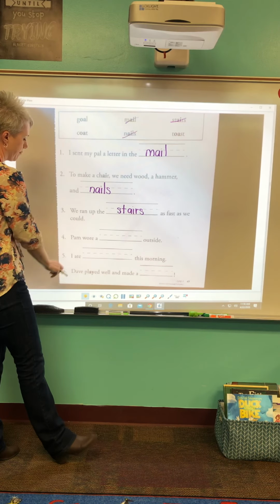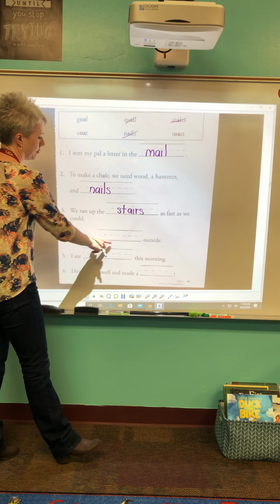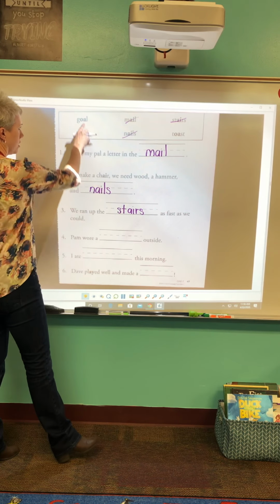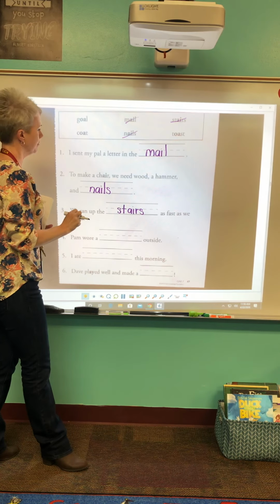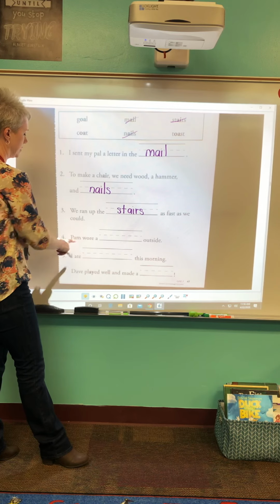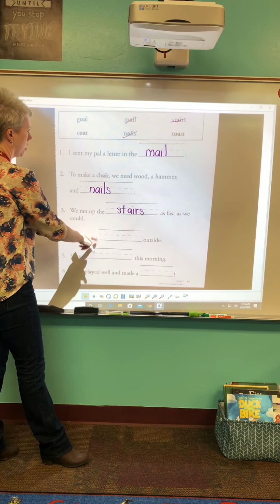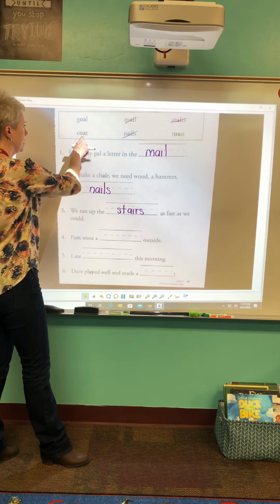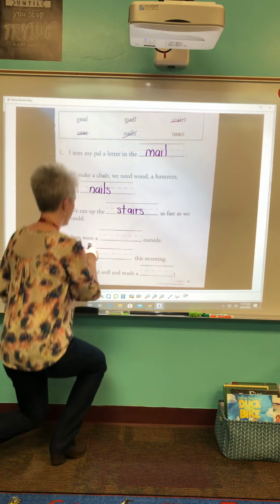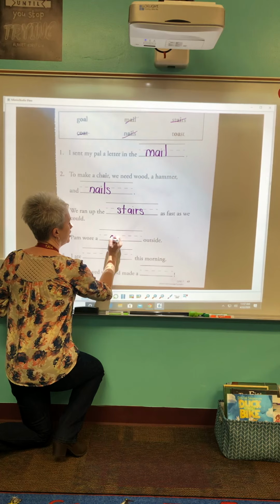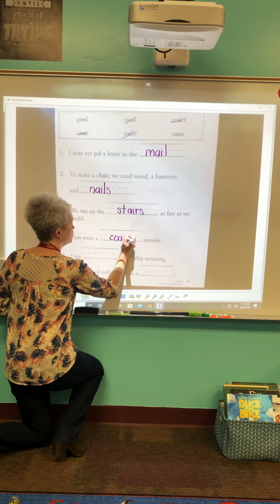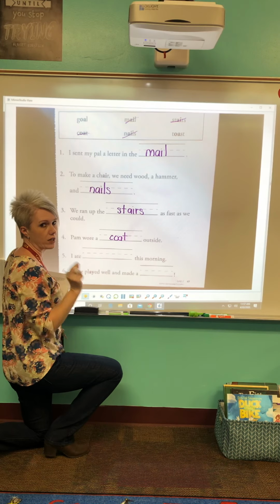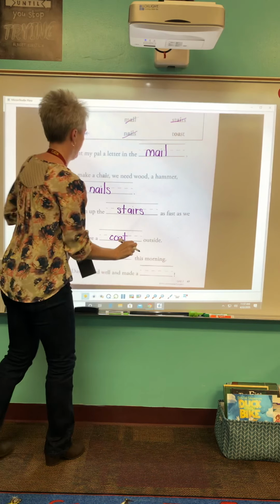Number 4, Pam wore a blank outside. Pam wore a goal outside? No, that doesn't make sense. Pam wore a coat outside? That makes sense. Coat. Pam wore a coat. Remember, when we see the OA together, we give it that long O sound.